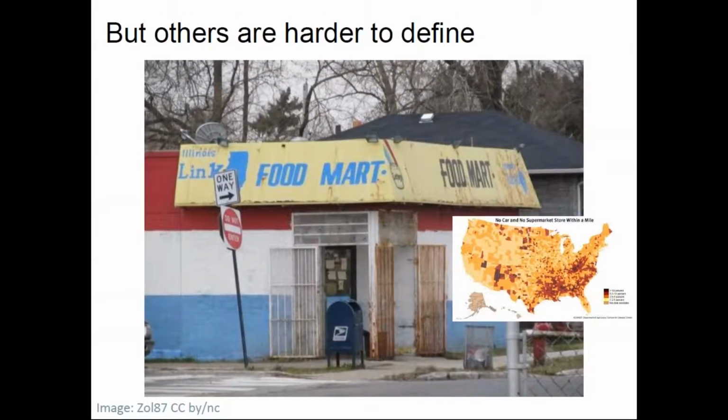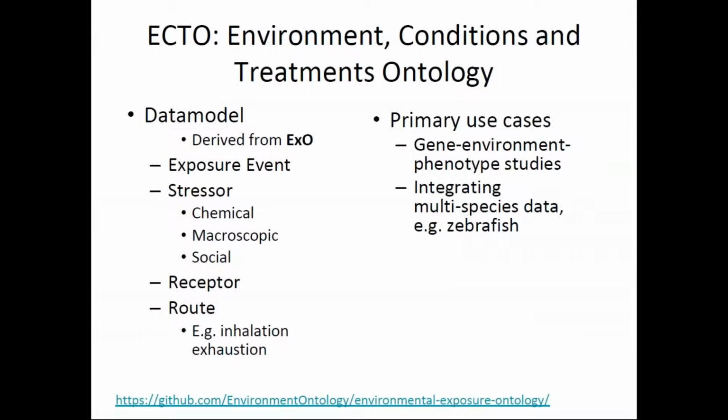But of course, some exposures are a little bit harder to describe using some kind of structured chemical language. If you want to describe something like exposure to some kind of socioeconomic circumstance or living in a food desert or something like that, that's not something you can just distill directly to chemistry. So we started this new ontology called ECTO, Environmental Conditions and Treatments Ontology. And it takes its core data model from ExO. So it really models things in terms of exposure events, stressors, receptors, and the stressors could be chemical, but they could also be macroscopic, material entities like smoke, or they could be social as well. And you can also model the route of ingestion, inhalation, and so on.